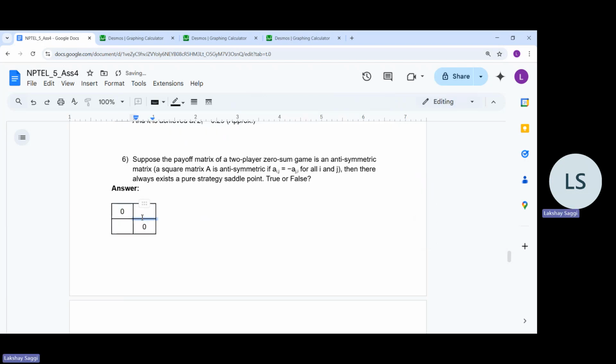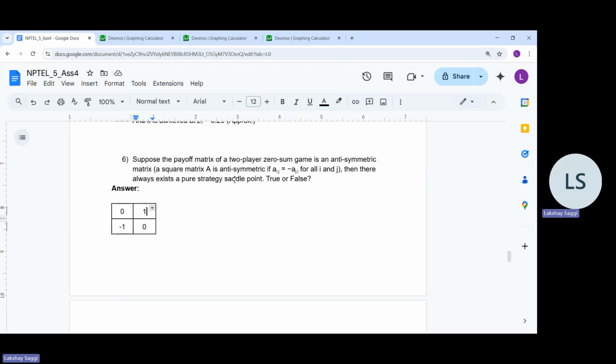And so let's say we have this as the basic diagonal. So 0, 1. So the 2 cross 2 matrix is just 0, 1. Since we need a_ij to be minus a_ji, if this is 1, then this should be equal to minus 1. So let's see if this is an antisymmetric matrix or not. Okay, so this is an antisymmetric matrix, but let's see if it has a pure strategy saddle point or not.